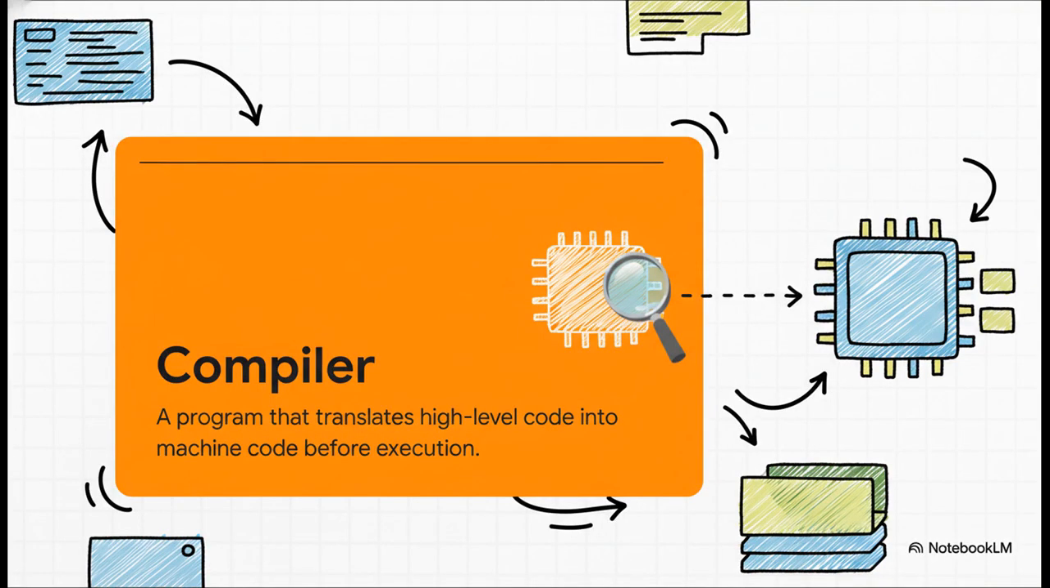Well, we use this amazing piece of software called a compiler. You can think of the compiler as a master translator. Its entire job is to take our human-friendly source code and meticulously convert it, concept by concept, into that binary machine code that the CPU was built to understand.